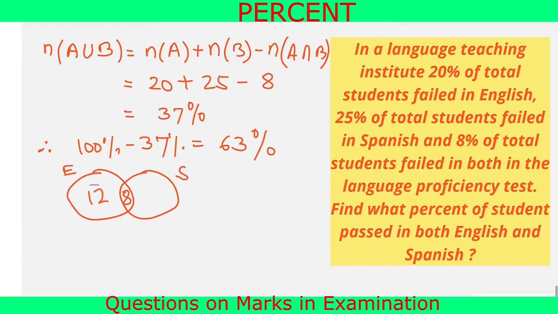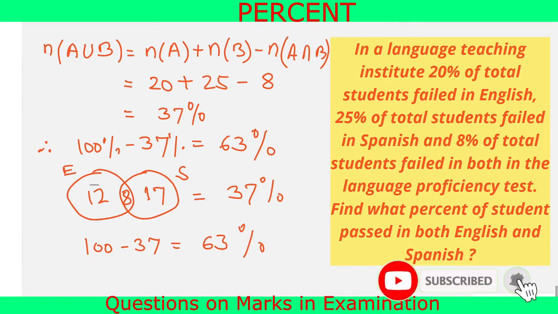And 25%, so we have to subtract 8 from 25, that is 17. 17 plus 8 is 25, so 25% failed in Spanish. Now this total is 12 plus 8 plus 17 is 37. So 37% failed, and 100 minus 37 equal to 63% passed in both the examinations. This way we can solve this question either by Venn diagram or by the method of sets. Hope you have understood this question and will be able to solve such types of questions in any competitive exams.